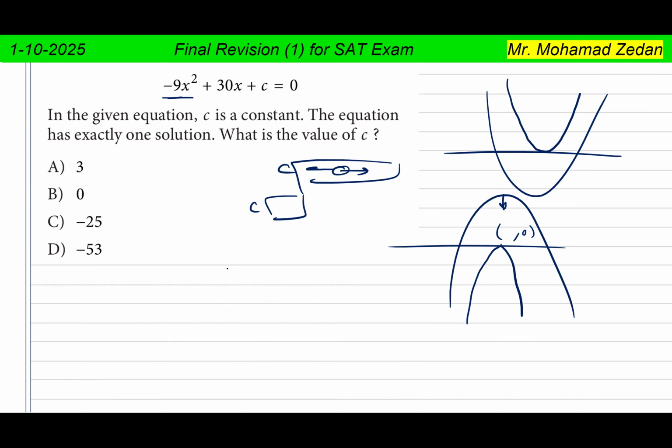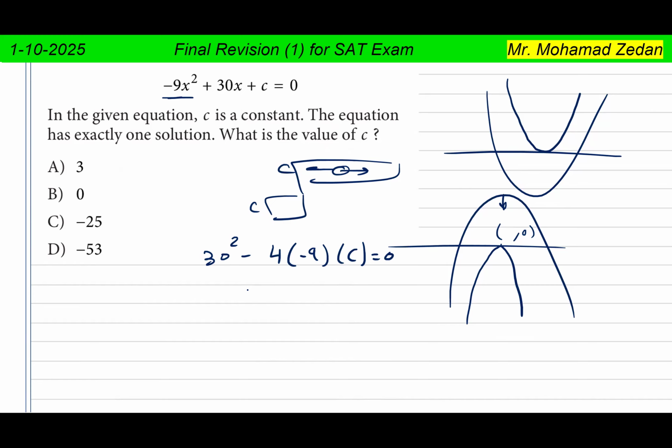Or if you want to apply the delta is 0: 30 squared minus 4 times negative 9 times c is equal to 0, and solve it quickly, you can find the value of c even. Okay? You can even do this.